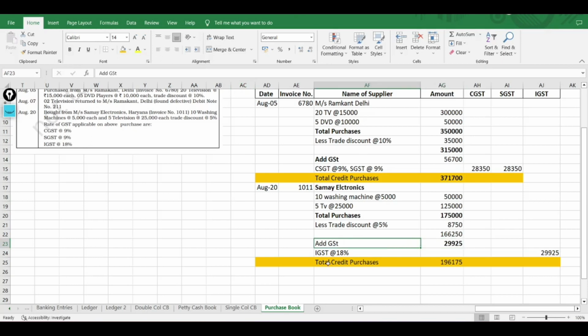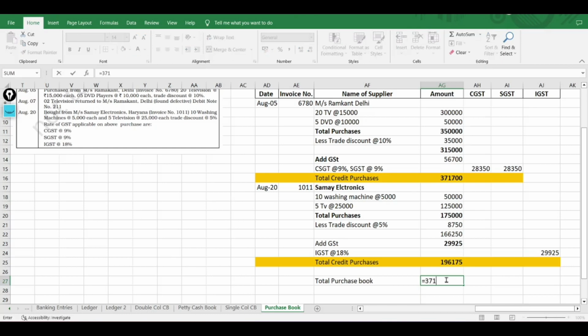I hope you have followed the sum. Now the total of the purchase book. The total of the purchase book is equal to 3,17,700 plus 1,96,175. Total of our purchase book for August month is 5,13,875. Now we have recorded all our purchase entries. Now let us record purchase return entry.